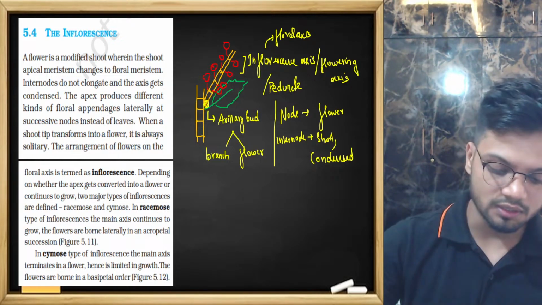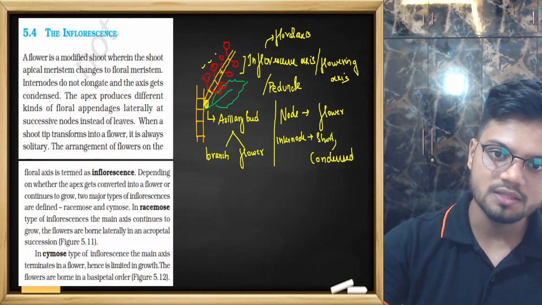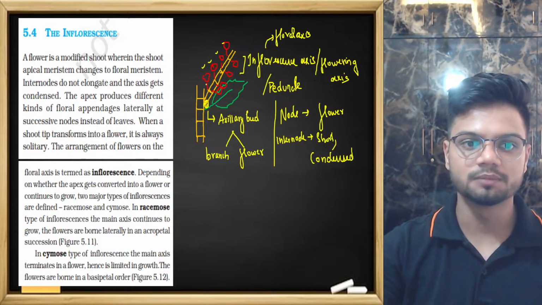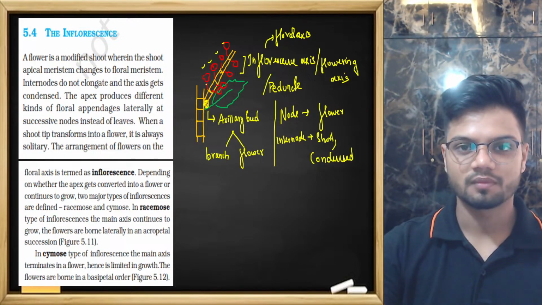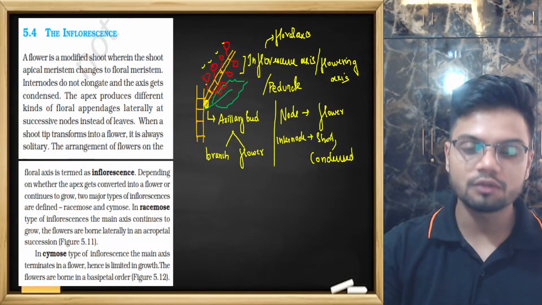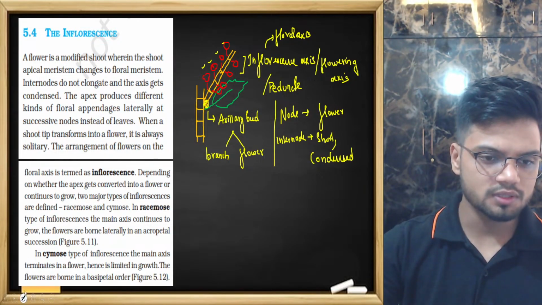So we just now learned that all of these flowers are arranged on an axis, and the entire process is called as what? Inflorescence. Did all of you understand the meaning of inflorescence now, students? Yes or no? Quickly type in the chat. That is called as inflorescence.